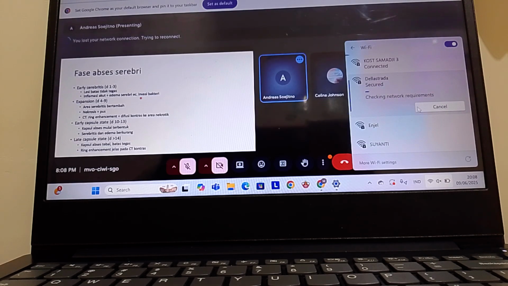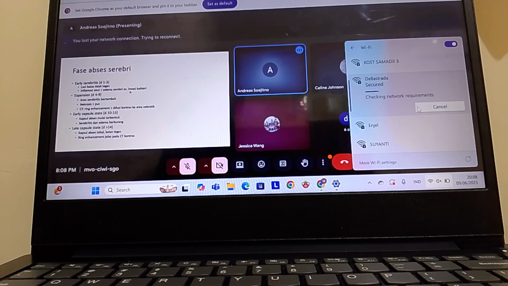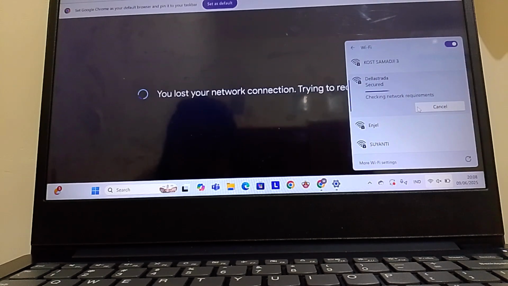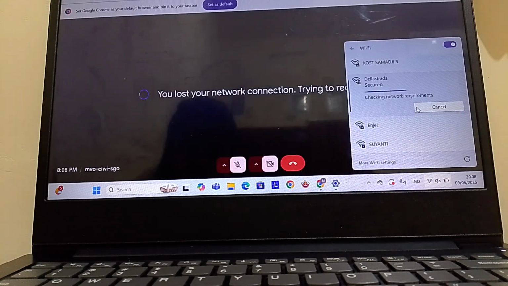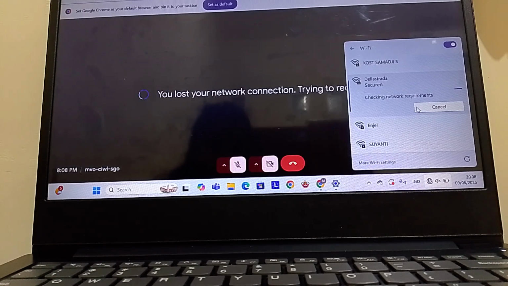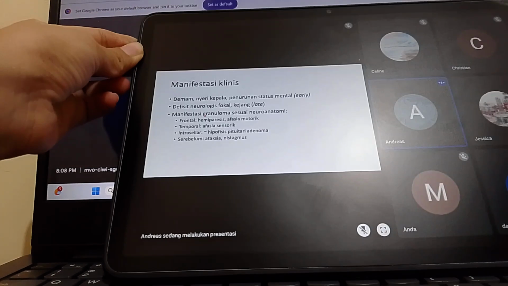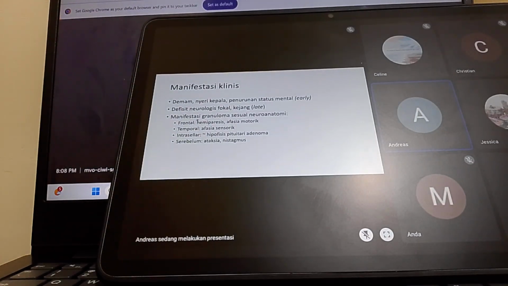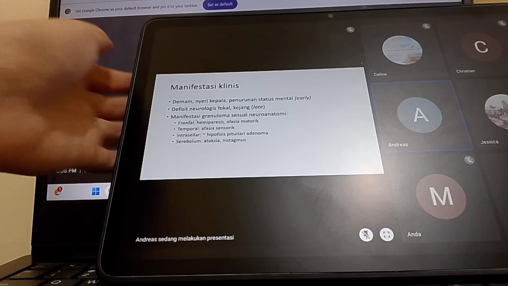So this is the clinical manifestation of someone with abscess. It sounds pretty much like meningitis. We have fever, headache, and also reduced mental status as the early signs. And then moving on, if the patient is not well resolved, we can start to see focal neurologic deficit with late seizure, and then we can also see granuloma according to the area affected.